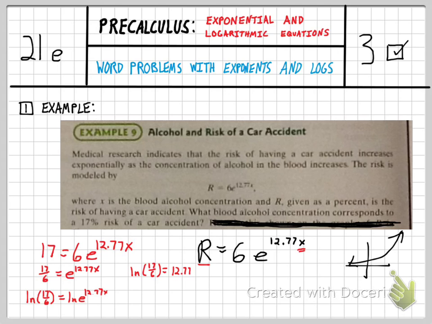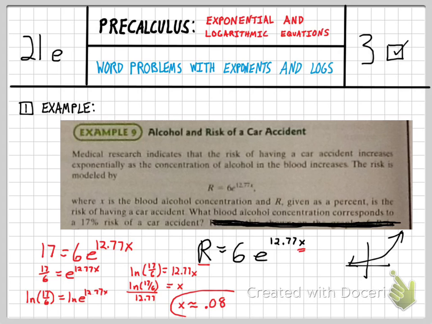When I solve for x and get x by itself, my final answer is the natural log of 17/6 over 12.77. Most of the time with a word problem, we'd like a meaningful numerical answer. So x is approximately equal to 0.08. That means if you have that level of alcohol in your blood system, then your chance of having an accident is 17%.